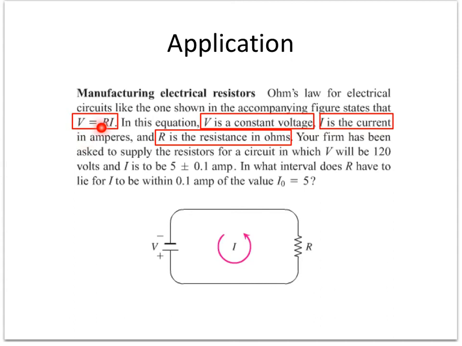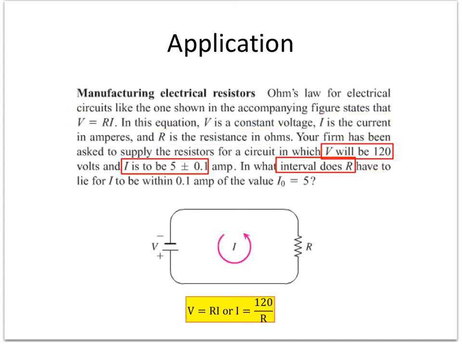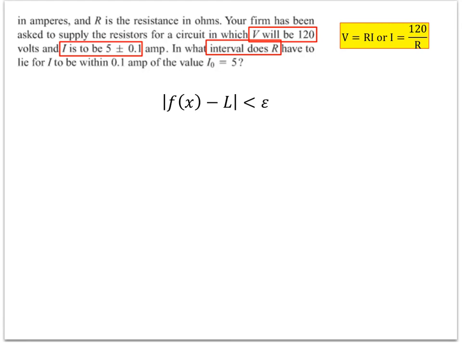Hey, there's a function. But the problem here is I'm interested in this I value, and it says right here, in what interval does R have to be in? So that's my x, that's what I'm centering around. So what I'm going to do is solve this equation for I, but then I'm going to use this as my function, and I'm going to center it around R. That's my actual. All right, so here's all the pieces again.